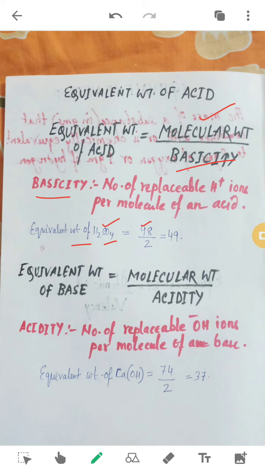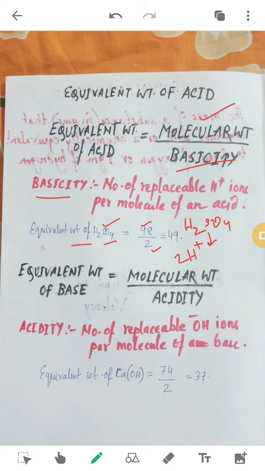So 98 is the molecular weight, and the basicity of H2SO4 is 2, because when H2SO4 ionizes, it gives us H plus, that is 2 in number. Per molecule of H2SO4 is giving us 2 H plus. Okay, so that gives us the equivalent weight, which is coming as 49.